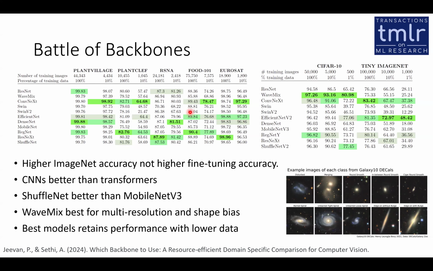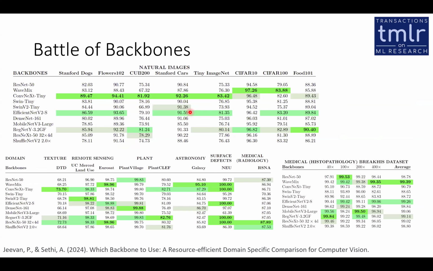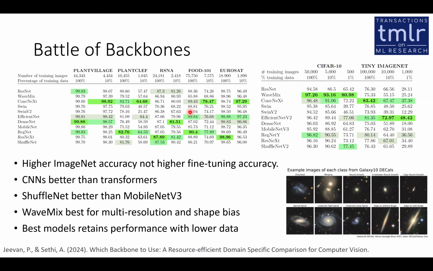So here are the takeaways from this experiment. Among all these architectures that were tested, EfficientNetV2 had the highest top-one ImageNet accuracy. But as you see, there are many other models which are beating EfficientNet in different domains. So a higher ImageNet accuracy does not transfer to a high fine-tuning accuracy in other domains.